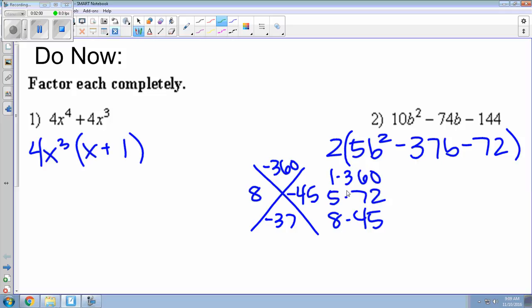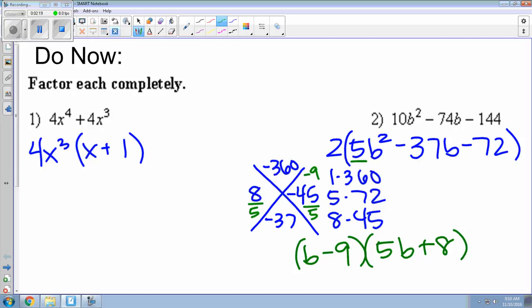This is where you then have to divide that 5 right back out of your problem. Negative 45 divided by 5 is a negative 9. This does not simplify or divide, so that's finished. When I fill this in my parentheses, I'm going to have b minus 9, and I'm going to have 5b plus 8. Do not forget your GCF, so I'm going to bring down that 2 right there, and that is my final answer to that problem.